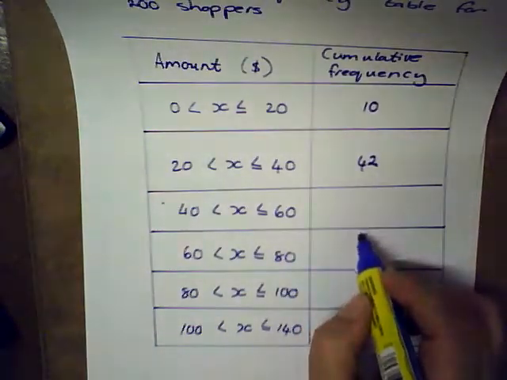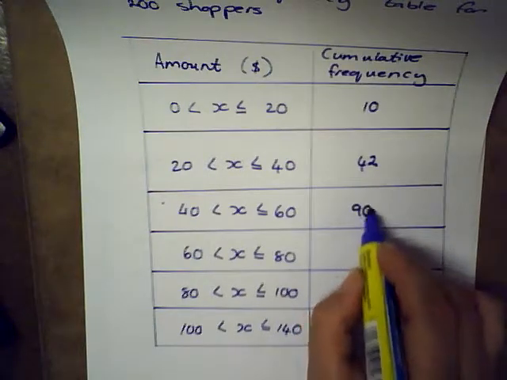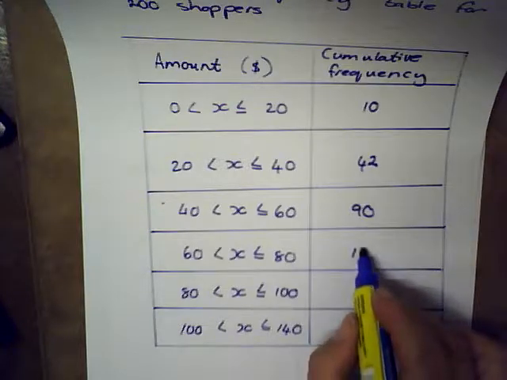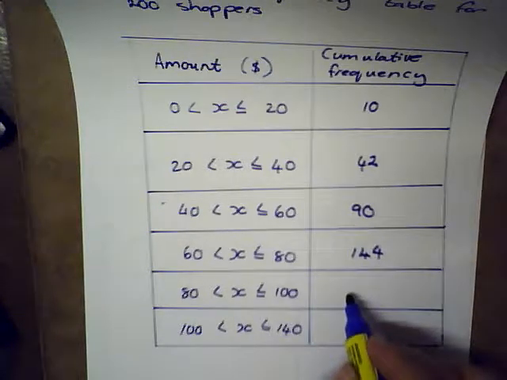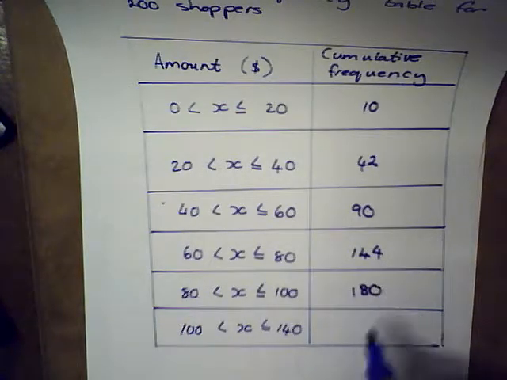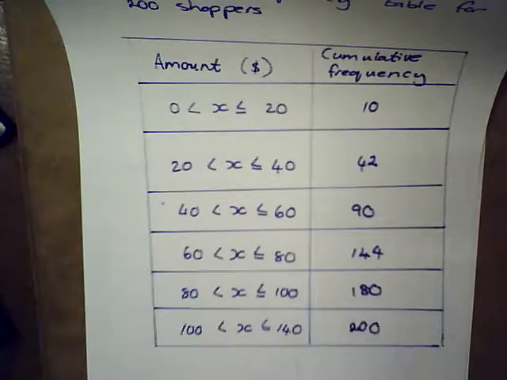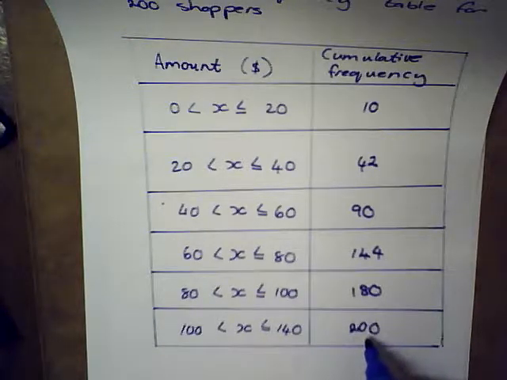I add the 48 to it. That would give me 90. I add the 54 to it, that would give me 144. I add the 36 to it, 180. I add the 20 to it, it would give me 200. And I'm very happy because if my cumulative frequency is 200 and my shoppers are 200, I know that I've done a good job of it.